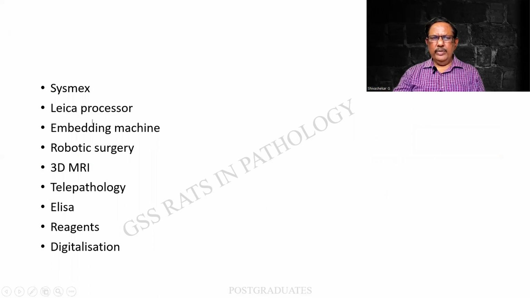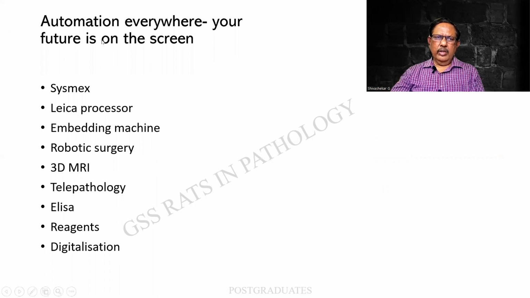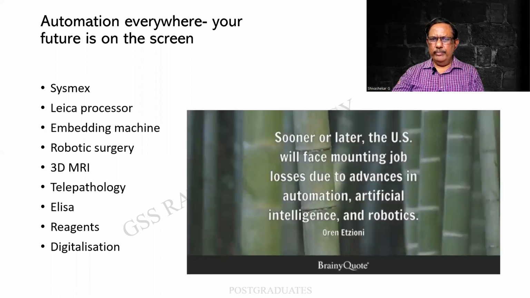What is common to all of this? It can be Sysmex, or it can be the Coulter counter, the Leica, any of the embedding machines, robotic surgeries, 3D MRI, telepathology, ELISA, and the making up of the reagents, digitalization. We are all going into a world of automation. And automation is going to be the future that is on the screen. I have already discussed this in one of my classes. Digitalization of the laboratories. What is going to be our future?